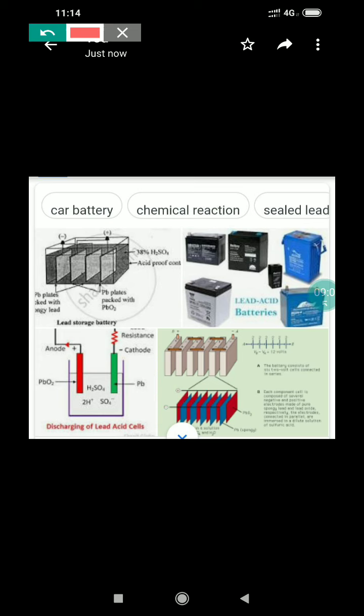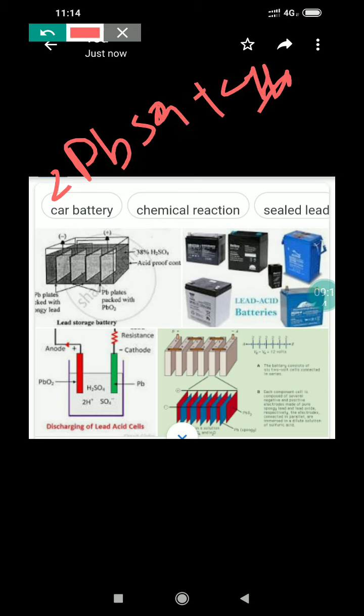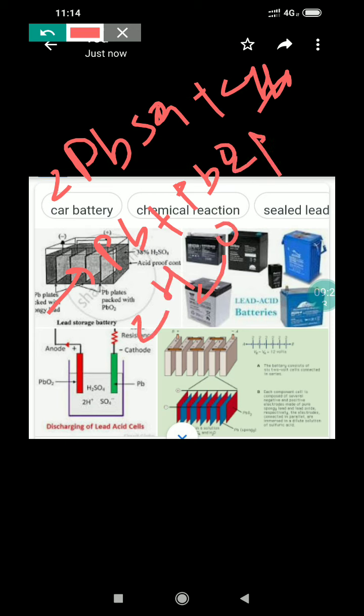Now the overall cell reaction during recharging is 2PbSO4 plus 2H2O giving you Pb plus PbO2 plus 2H2SO4. This is during charging, and with the reversible sign, the forward reaction is the discharging reaction and this is the charging reaction.